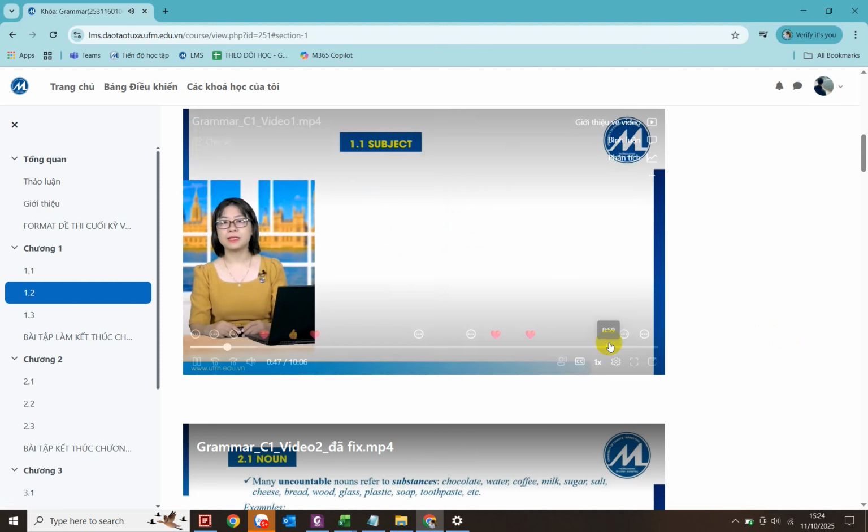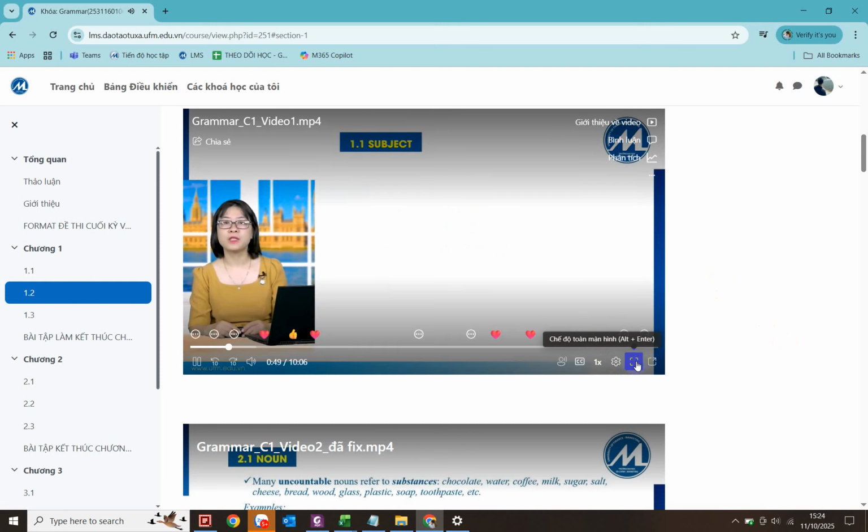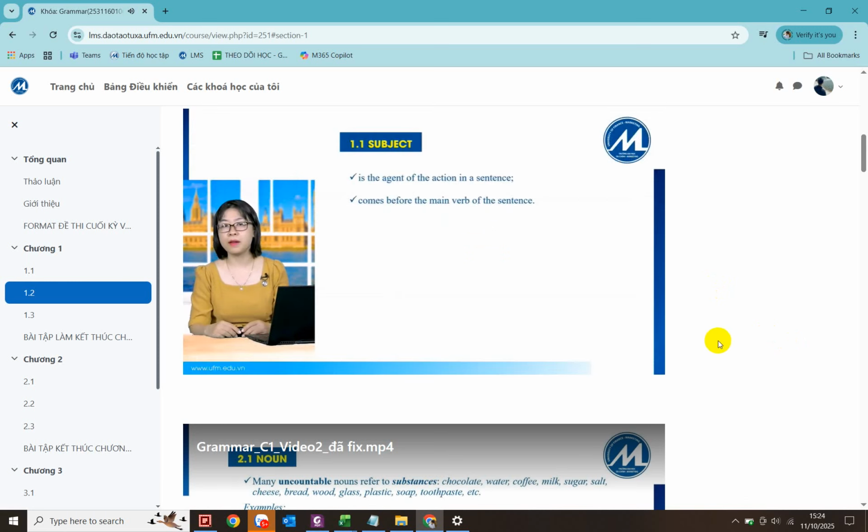Let's move to the first element, subject. So what is the subject? The subject is the agent of the action in a sentence. Subjects come before the main verb of the sentence. Please have a look at these examples.